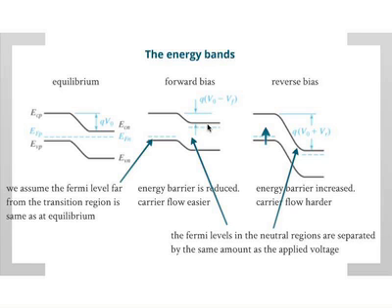The other assumption essentially is that we assume that the Fermi level far from the transition region is the same as that at equilibrium. So this Fermi level here is the same as the one there, and this Fermi level here will be the same as the one there. But the whole energy level has shifted. So the reference of energy has shifted on each side because of the applied voltage. We'll see what that means.